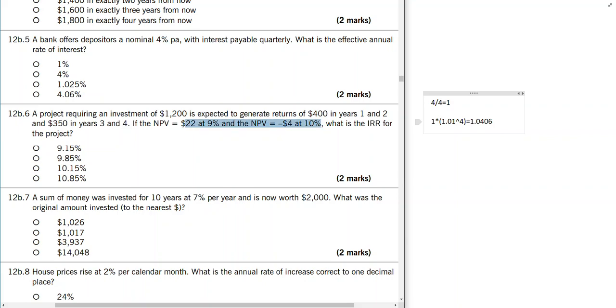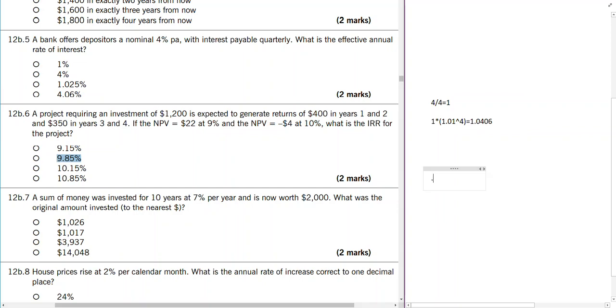Now if you see, the answer will be in between them, but 4 is more closer to 0 than 22. It means the answer would be more closer to 10 than it would be to 9. So 9.5 would be exactly in the middle. The answer would be above 9.5. So here the closer one is 9.85. So without calculation, I would assume C to be correct.